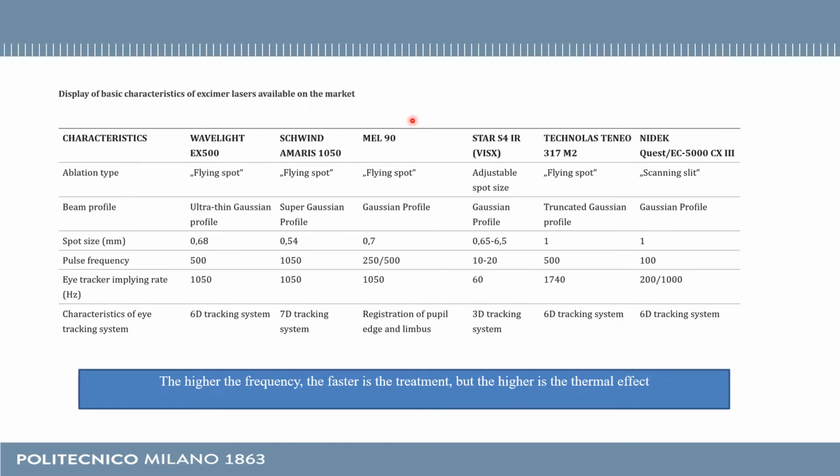If we want to select the best excimer laser, we should look at the top FDA-approved excimer lasers that are used today by surgeons all over the country. The best one among them can be considered the STARS for IR excimer laser system, from the standpoint of its characteristics and performance. Moreover, this focus here tells us that the higher the frequency, the faster the treatment, because the time involved is lower, but the higher the thermal effect.